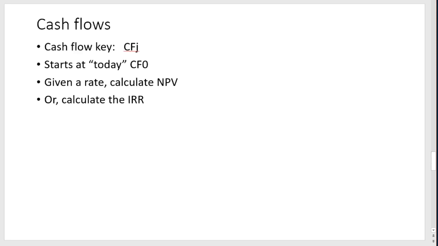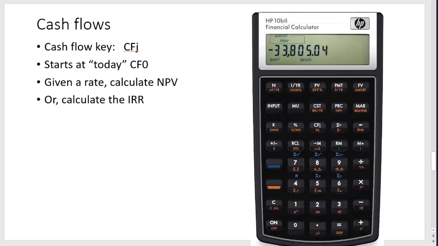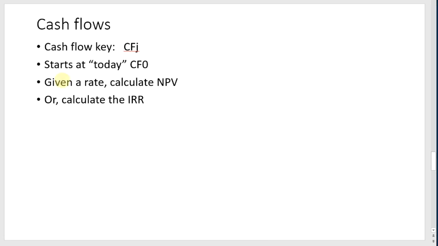So your calculator has cash flow keys. And the cash flow key, I'm just going to show you where it is. Cash flow key is right here, CFJ. The J is the number of the cash flow starting at 0. If we have a set of cash flows, like from a project we're going to start, we can calculate the net present value if we have a rate, or if we're not given a rate, we can calculate the internal rate of return.